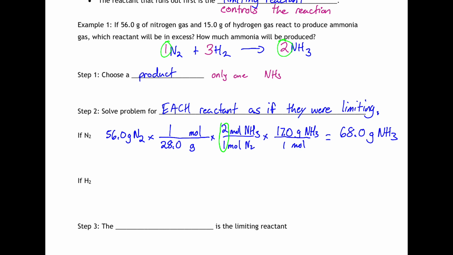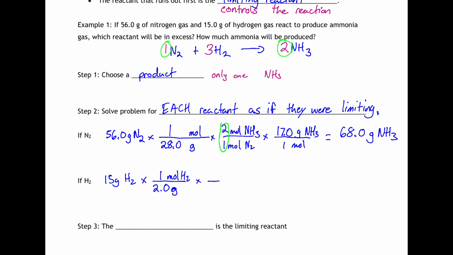So we're going to do the same calculations starting with hydrogen. We have 15 grams of the hydrogen gas. So starting with 15 grams of H2, and we're going to multiply that by my grams per mole of H2, which is pretty easy to count. What's the molar mass of H2? 2 grams per 1 mole H2.